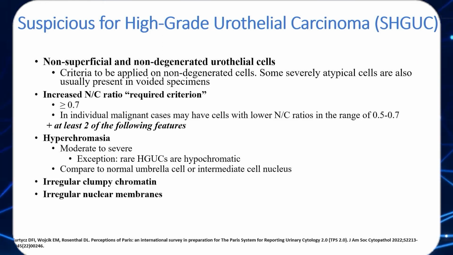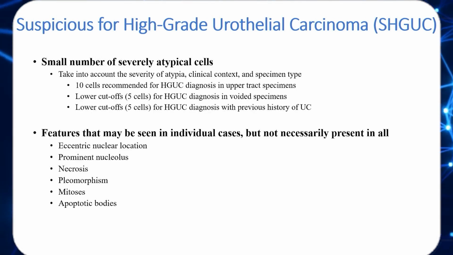And then along with that, irregular coarse or clumpy chromatin or irregular nuclear membranes, if you find either one of these, then that should really be a reason to make a call of suspicious for high-grade urothelial carcinoma. So what are the numbers you should be looking for? Because again, it's a game of numbers.